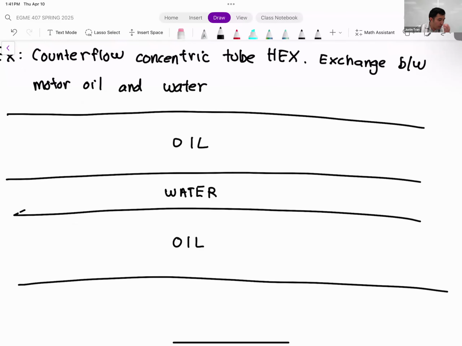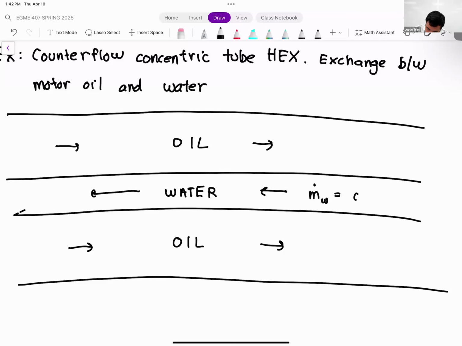We know that this heat exchanger is in counterflow. So let's draw the fluids going in opposite directions. We'll say the oil is going from left to right, and the water is going from right to left. Question, yes. Are we considering the thickness of the inner pipe or not? We are not in this case, so we're ignoring that.